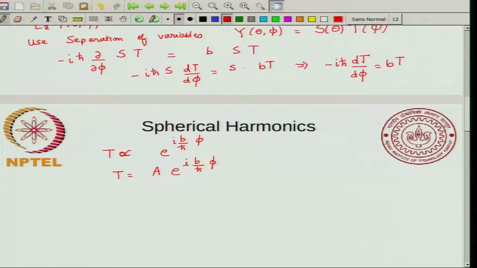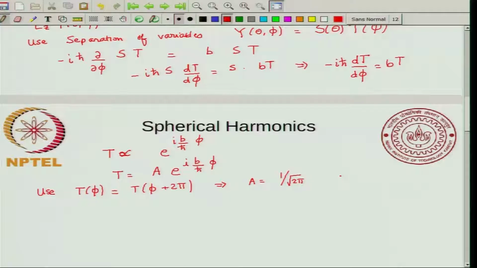So, this is the solution of the phi part, and you can use T of phi equal to T of phi plus 2 pi. This is because your angle phi varies from 0 to 2 pi, and if you increase your angle by 2 pi, then you get back to the original angle. So this implies A is equal to 1 by root 2 pi, and this you can show using normalization.